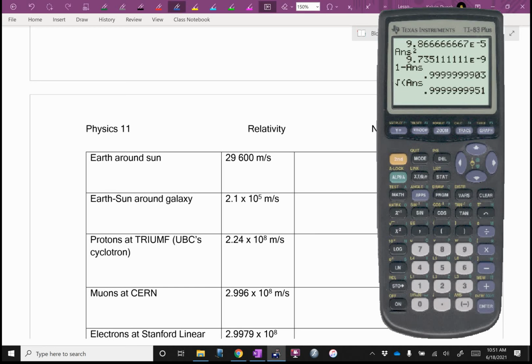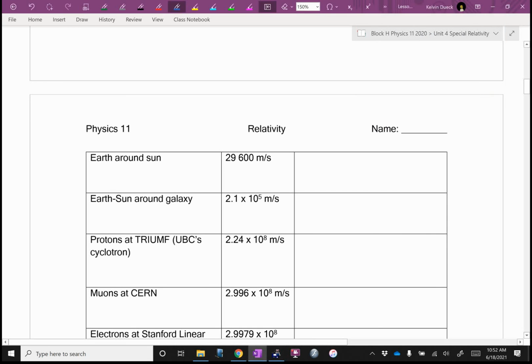Okay. For every hour on the sun, we age 0.9999. How many nines? 1, 2, 3, 4, 5, 6, 7, 8 nines, a 5, and a 1. For every hour the sun ages, we on the Earth age 0.9999951 hours. Awesome. That's so cool.